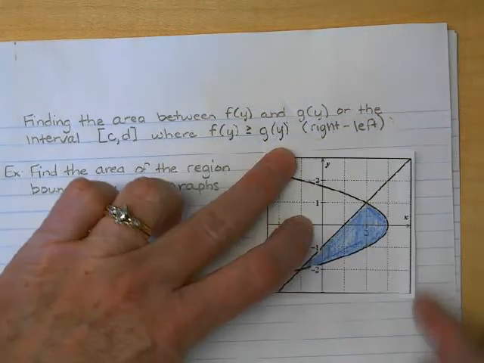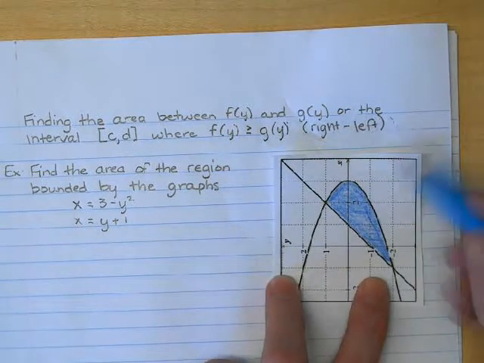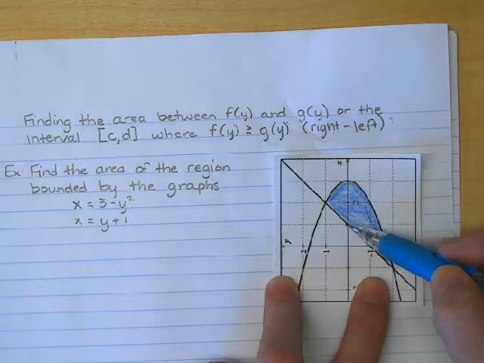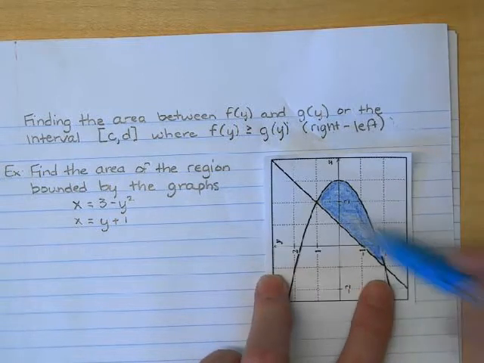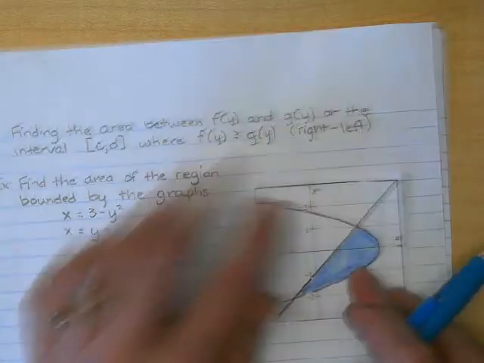So I want you to think about, well, what if we just flip that around? Then that's exactly what we did before. We would take the parabola minus the line. And we can see that clearly the parabola is on top, and nice and simple.